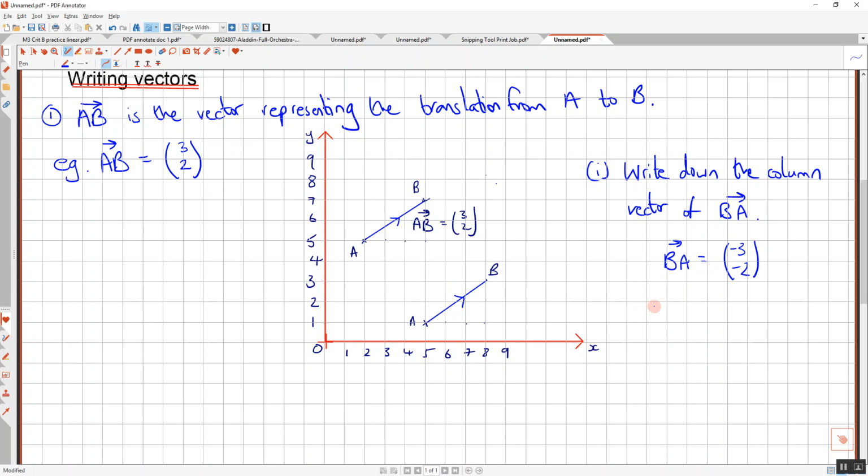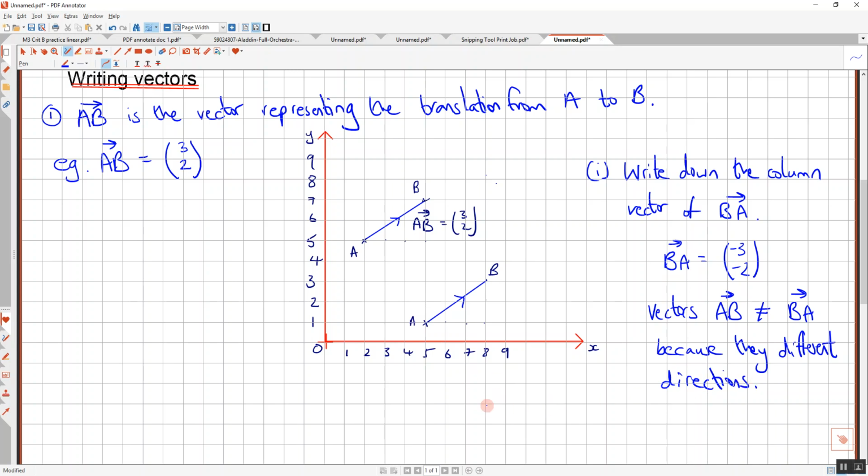Okay, this is where you need to be careful. The vectors: is vector AB the same as BA? No. Okay, they're not always equal, because they have different directions. Okay, they're going in different directions.